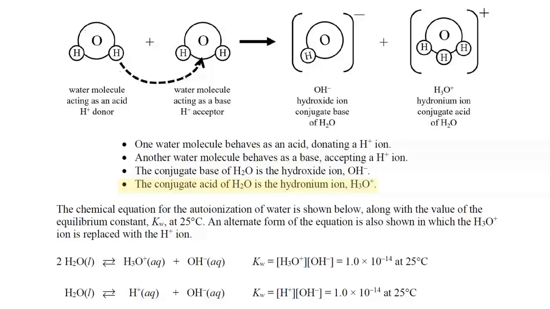The chemical equation for the autoionization of water is shown below, along with the value of the equilibrium constant Kw at 25 degrees Celsius. An alternate form of the equation is also shown, in which the hydronium ion is replaced with the H+ ion.